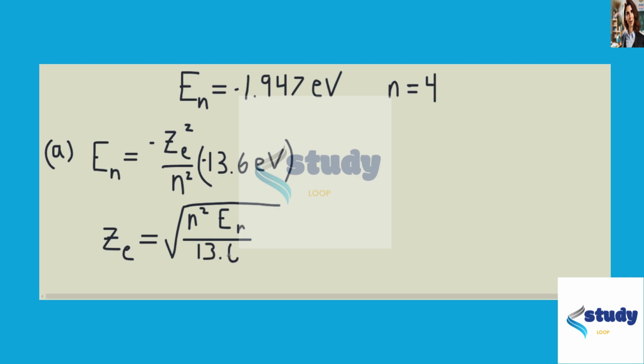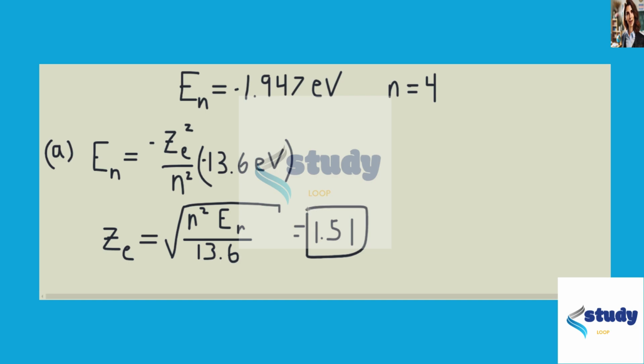And the electron volt values cancel because E sub n is also in eV, so we don't need to write electron volt. Z effective is unitless. So carrying out this operation, we find that Z effective here is equal to 1.51. That is one of our answers for part A.